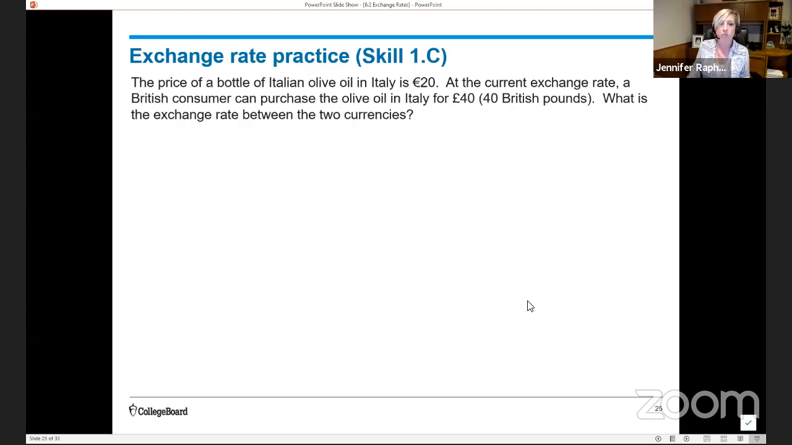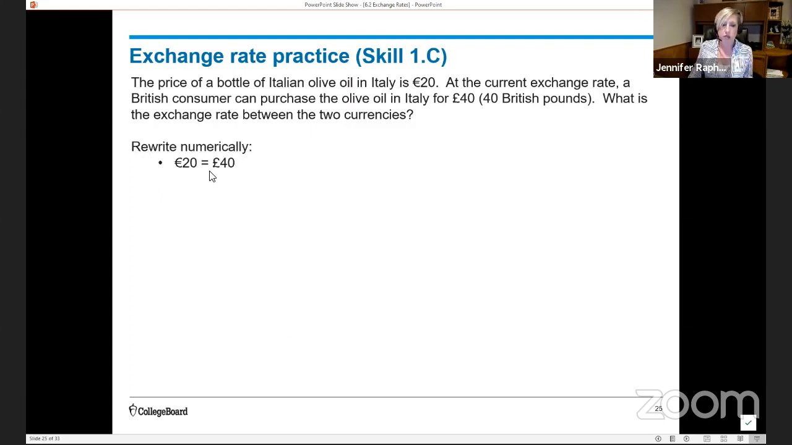All right, one more application. So let's say that the price of a bottle of Italian olive oil in Italy costs 20 euros. At the current exchange rate, a British consumer can purchase the olive oil in Italy for 40 British pounds. What is the exchange rate between the two currencies? Well, again, we're going to write it numerically.